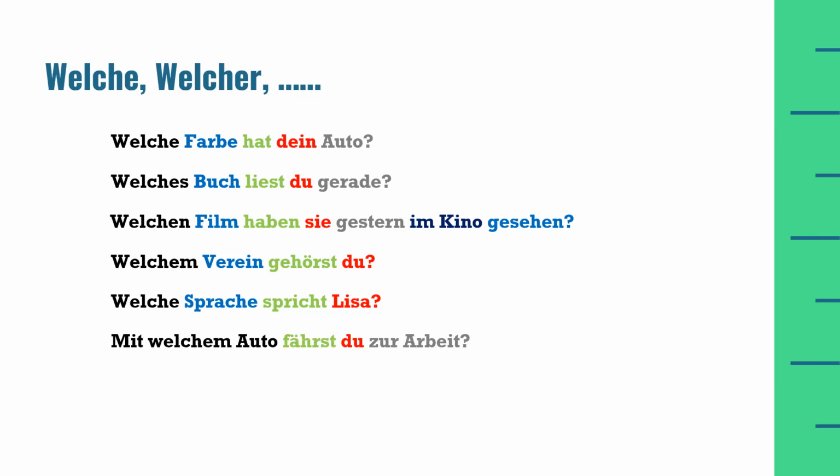Mit welchem Auto fährst du zur Arbeit? With which car do you travel to work? Since mit is a dative preposition, we have to apply dative rules on the next part of the sentence, which is welchem Auto. Auto is a neuter noun, so we have to use the ending of welch for a neuter noun in dative case, which is welchem.